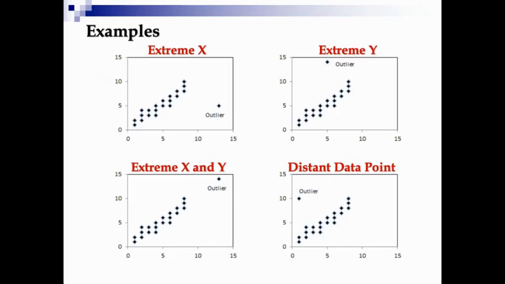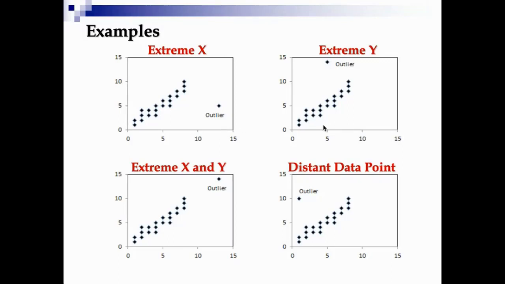So what does it look like for us to have an extreme X? Well, an extreme X might look something like this, where all the X values here are between maybe 0.5 and maybe 8 or something like that. And then we have one data point that is further to the right or maybe further to the left. This would be an extreme X value, because this X value is so much different than the rest of the X values here. In terms of the Y values, all the Y values are between 0 and 10, and this point is also between 0 and 10. So in terms of the Y values, it's not extreme, but in terms of the X value, it is.